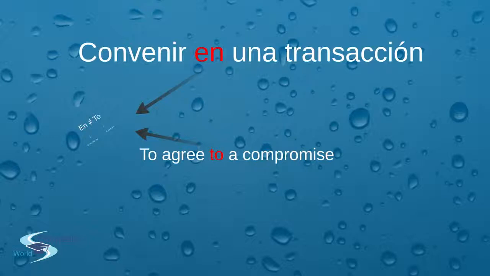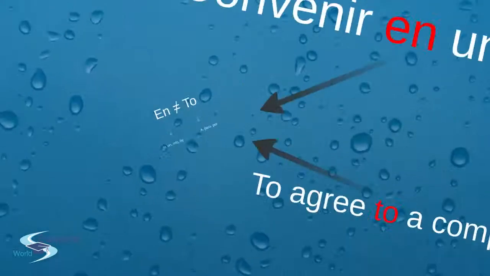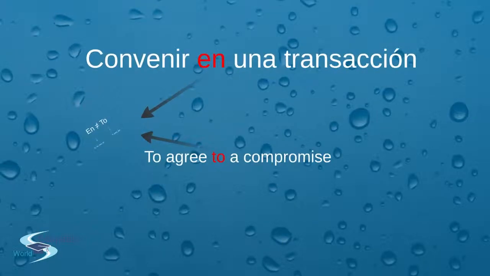So, here we find it. En and to are different. Convenir en, to agree to. So as I was saying, en is different to. En means in, on, into, by in English, while to would be a, para, por in Spanish. So we don't really literally translate it into one language to the other, okay? Just keep that in mind. Convenir en una transacción. To agree to a compromise.